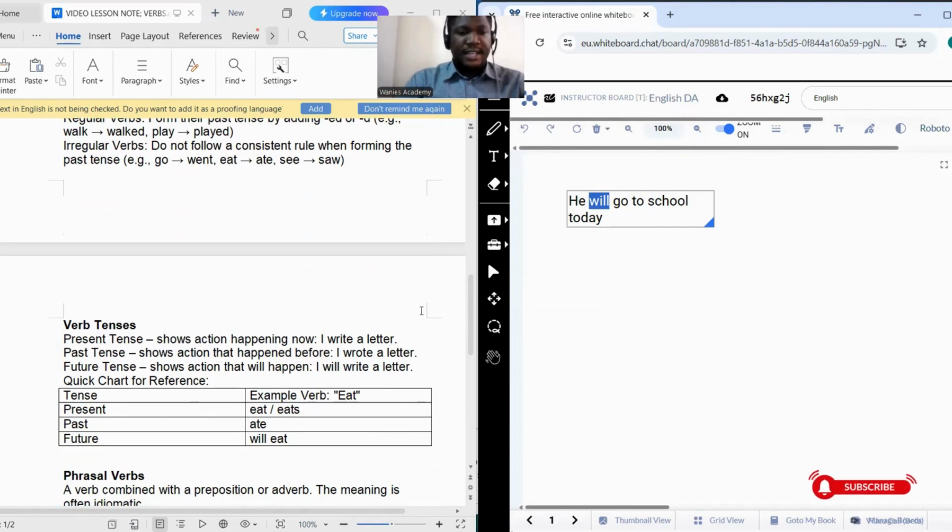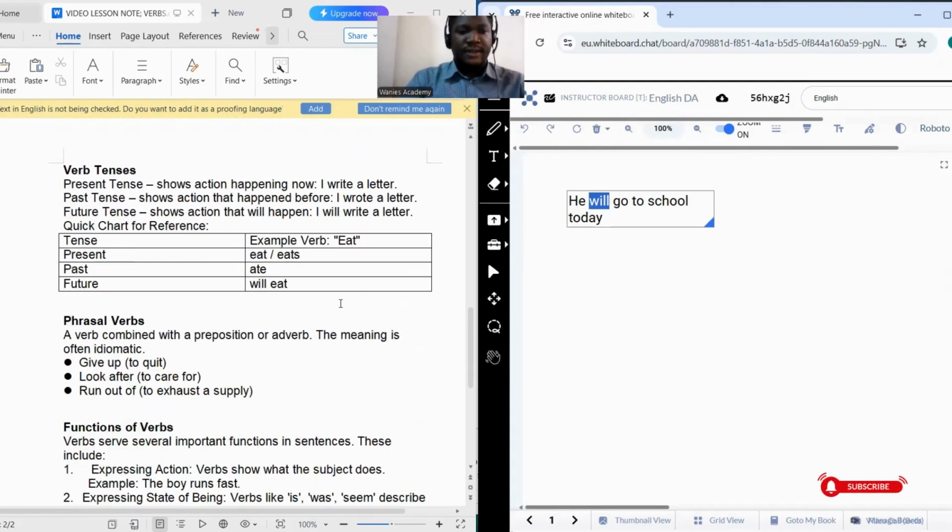Now, for verb tenses, we have present tense, past tense, and future tense. As the name implies, present tense refers to actions that are happening right now. Past tense refers to actions that happened before. Future tense refers to actions that the subject plans to do at a later time. Now, look at the examples we have here. I write a letter is for present tense. Write is the verb in its present form. Past tense, I wrote a letter. Wrote is the verb in its past form. I will write a letter. Will write is the verb in its future form. So that's an example of verb tenses.